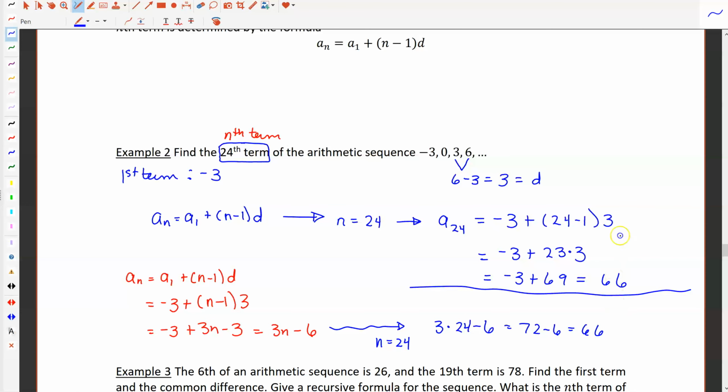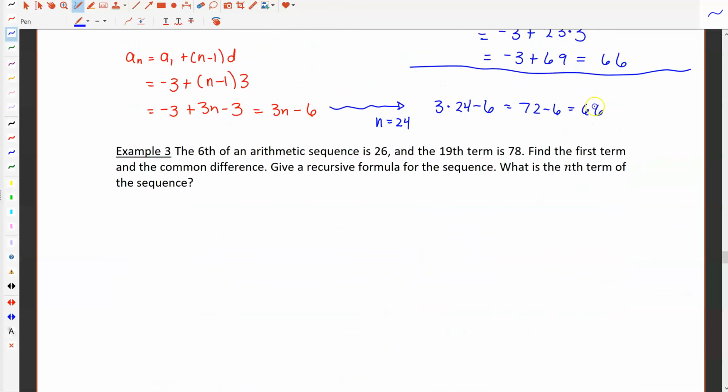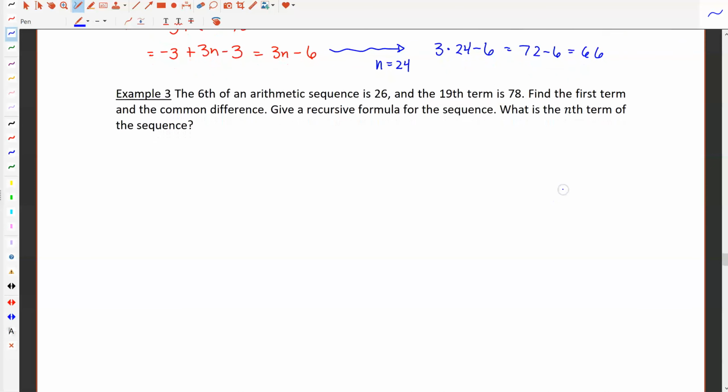Okay, fun, fun, fun. Let's take a look at our next example. This one's going to be a little bit different. This one is going to say the 6th term of an arithmetic sequence is 26 and the 19th term is 78. So given that information, we're going to find the first term of the sequence and the common difference. We're going to give a recursive formula for the sequence, and then we're going to be asked in general what's that nth term of the sequence. What would that formula or that expression look like?